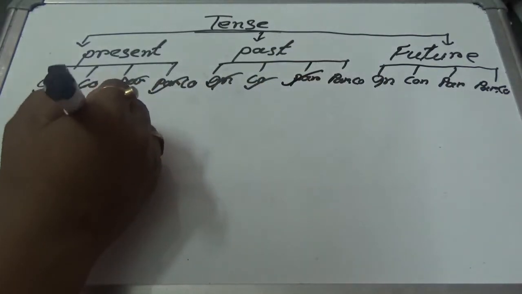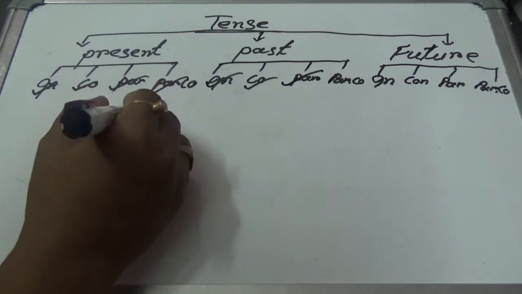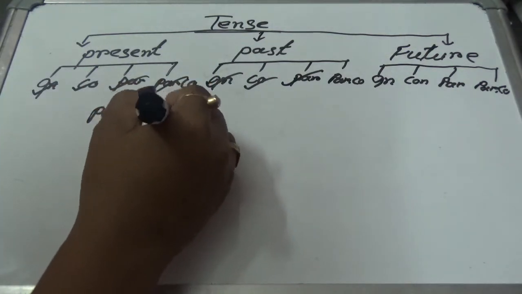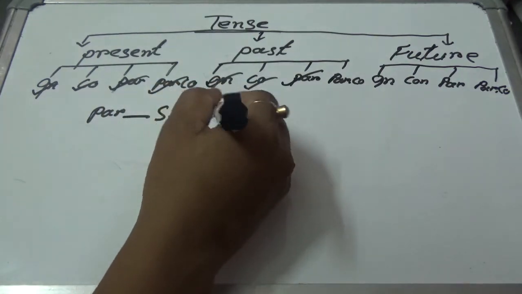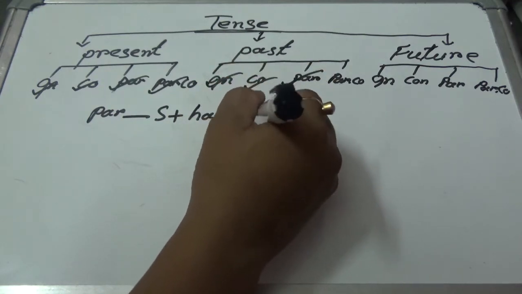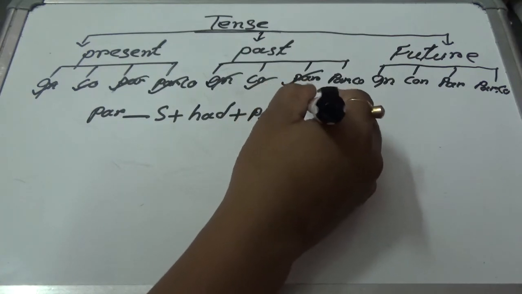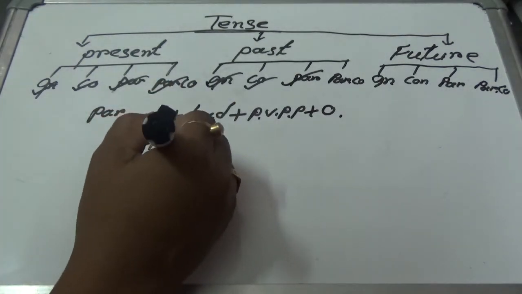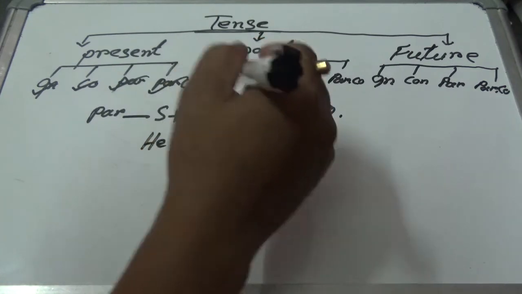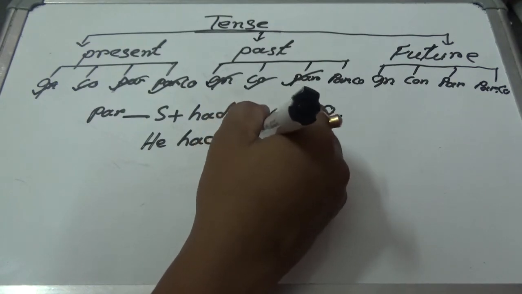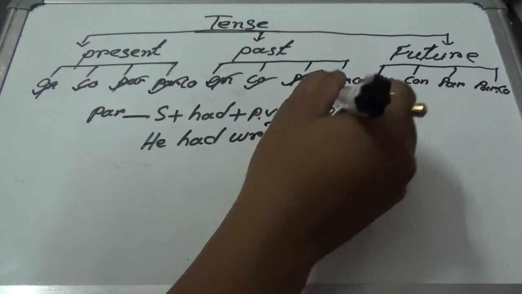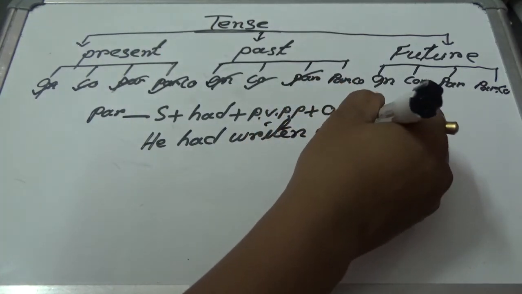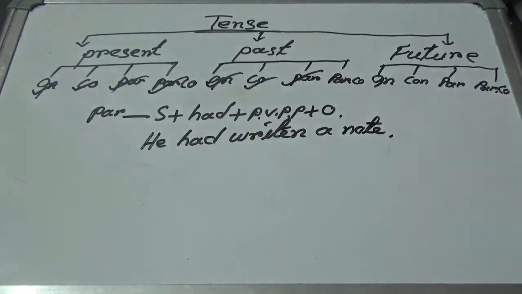Past perfect. S plus had plus PVPP plus O. That means subject plus had plus principal verb past participle form plus object. He had written a note, like this.